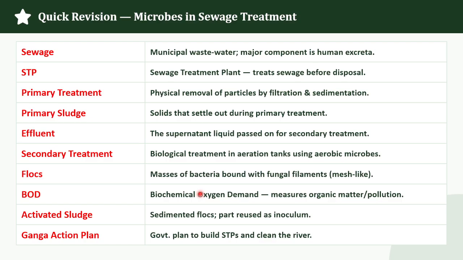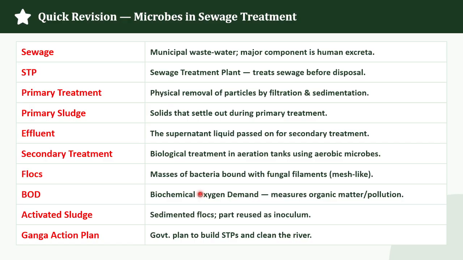So we have come to the conclusion part. Let us have a quick revision, children. Sewage is municipal wastewater containing organic matter and microbes. In primary treatment, the first one is the physical removal, and in the physical removal we have filtration and sedimentation. The secondary treatment is a biological treatment. We saw so many processes here, right? Aeration was there, aerobic microbes we saw, flocs we saw, and also organic matter was consumed and BOD decreased.